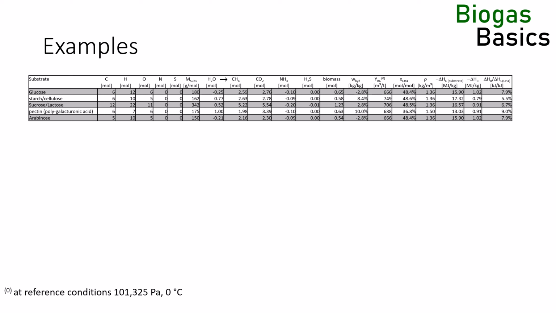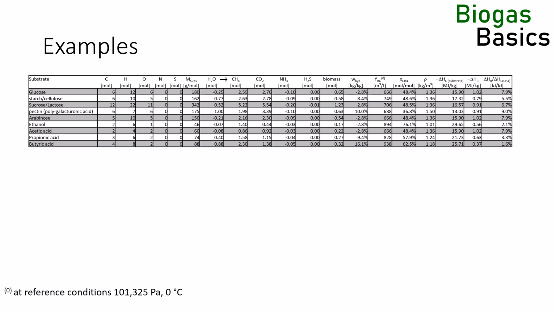Let's see what happens if we consider the biomass buildup. The water demand of the hydrolysis drops from 10% to 8.4%. The biogas yield drops from 830 to 749 cubic meters per ton, and the methane content of the biogas drops slightly from 50% to 48.6%. The heat of reaction of the digestion of starch or cellulose is roughly 5.5% of the upper calorific value of the generated methane. The next group are small molecules: ethanol, acetic acid, propionic acid, and butyric acid.